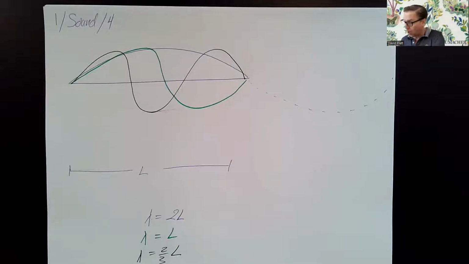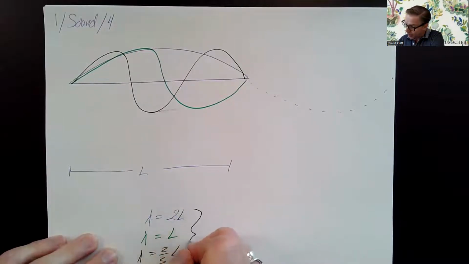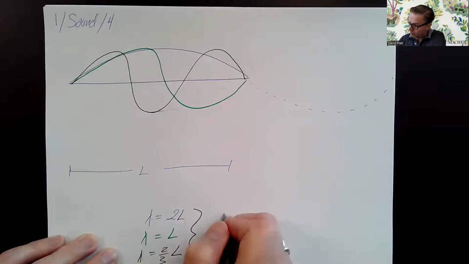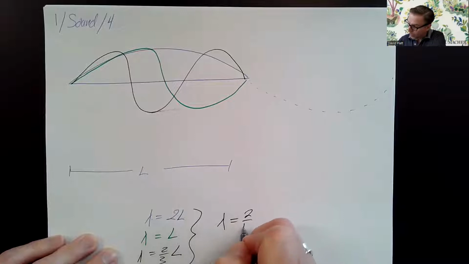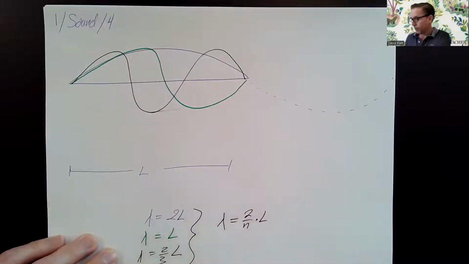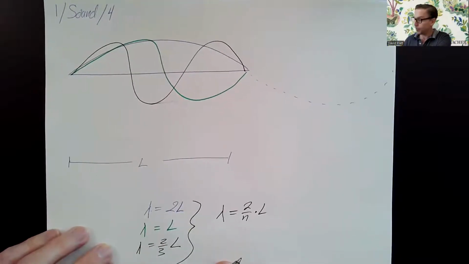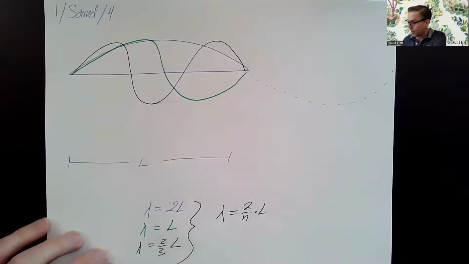And so those are multiple natural frequencies that the string has. And they all together follow this pattern. The wavelength that fits on there is equal to 2/N times L. So I hope that sounds familiar. 2/1 is 2. 2/2 is 1. 2/3 is 2/3. 2/4, 2/5, 2/6 would also fit in here as well. So those are the wavelengths.